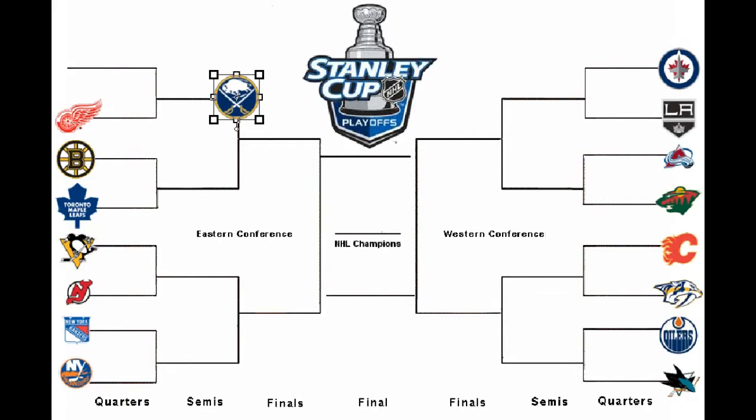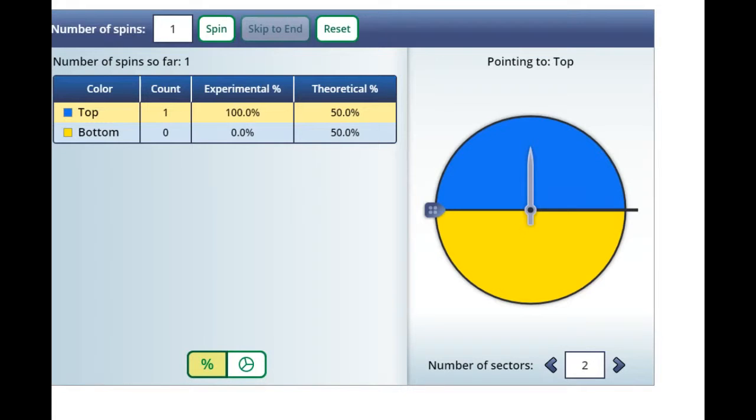Okay, so our next matchup in the East is the Boston Bruins versus the Toronto Maple Leafs. We all saw how the Maple Leafs collapsed in Game 7, so let's see if that happens again.